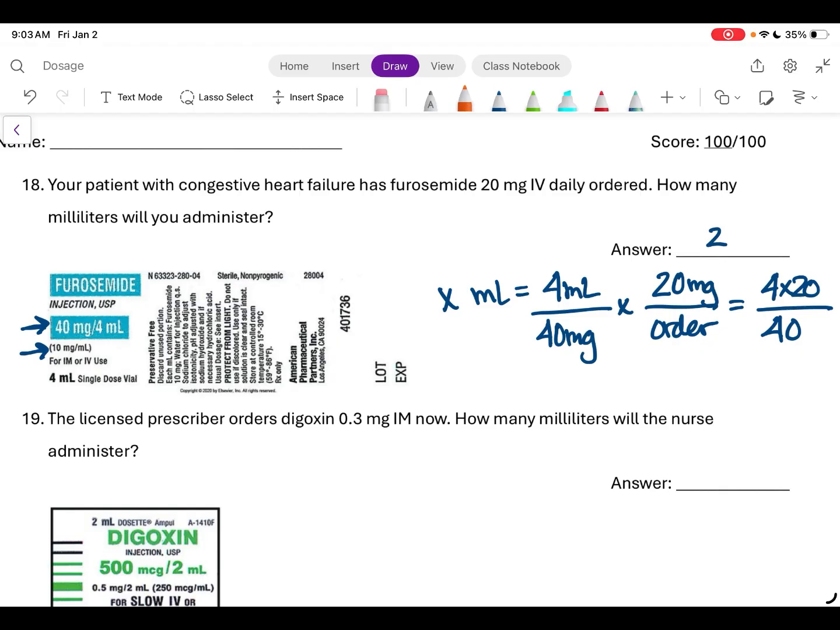Or if you use the smaller concentration, it'll be X mL, but it'll be 1 milliliter over 10 times 20 milligrams over order. And so this becomes 20 divided by 10, which is equal to 2. This is why I usually prefer, if it's available, to use the smaller numbers, because there's just less math to do.